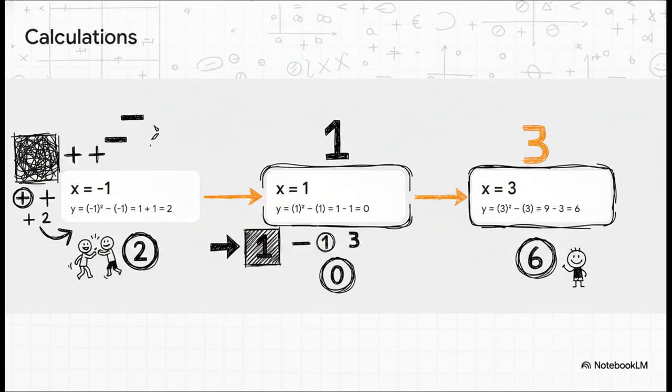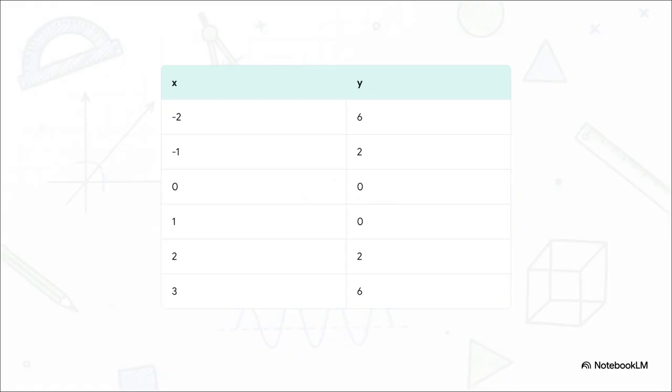When x is -1, you've got to be careful with those negatives. -1 squared is +1, and subtracting a -1 is just like adding 1. So 1 plus 1 gives us 2. Easy. Next, when x is 1, it's just 1 squared minus 1, which is 1 minus 1, giving us 0. And finally, when x is 3, we get 3 squared minus 3, which is 9 minus 3, giving us 6. And there we have it, our fully completed table. We've slotted in our new values, 2, 0, and 6.